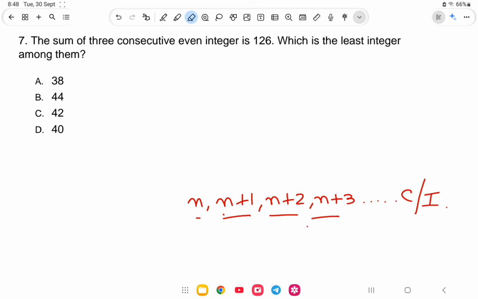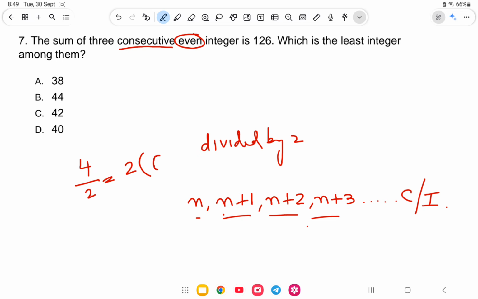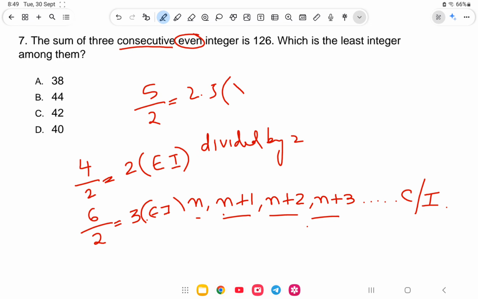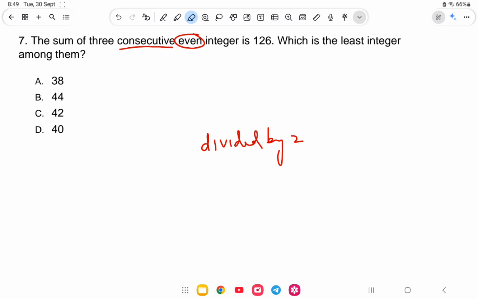Next concept is consecutive even integers. An even integer is one divisible by 2. For example, 4 can be divided by 2, so it is an even integer. For example, 6 divided by 2 gives 3, so it is also an even integer. However, 5 divided by 2 is not possible, it is a decimal, 2.5, so it is not an even integer.